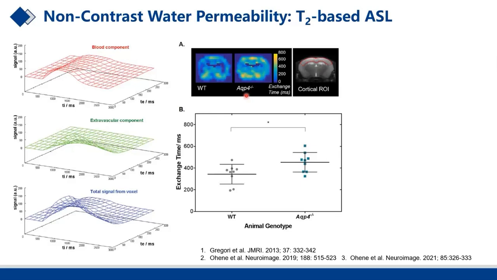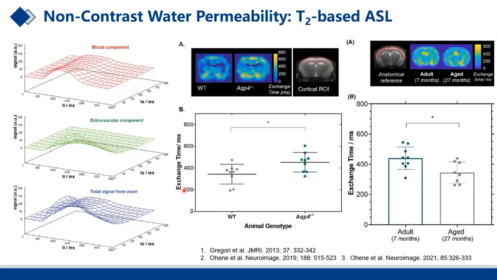And they indeed found that in the AQP4 knockout mice, that means they don't have any water channels anymore, there is an increase in the exchange time. And that indeed makes sense, right? Because there is no water channel, so the water exchange time is increasing. They also found that in the aged mice compared with the young or adult mice, there is a decrease in the exchange time. So based on these findings, in normal aging, they're saying this water exchange or water permeability is decreasing.